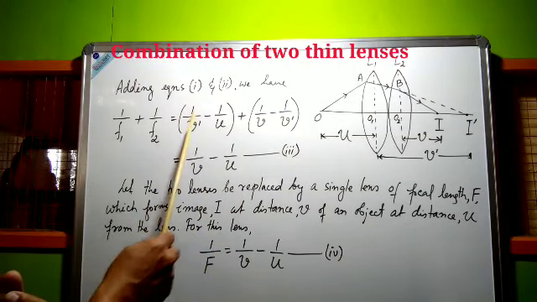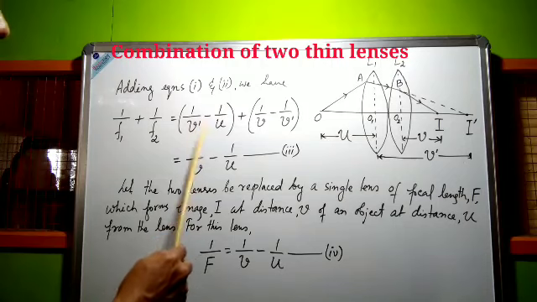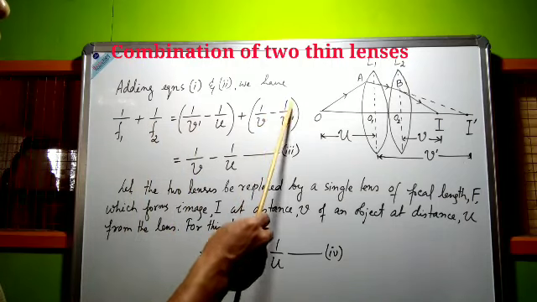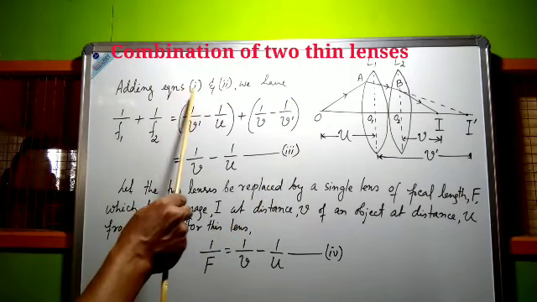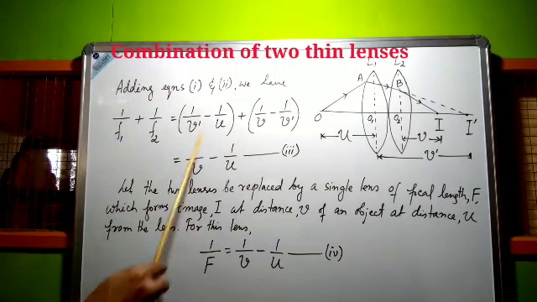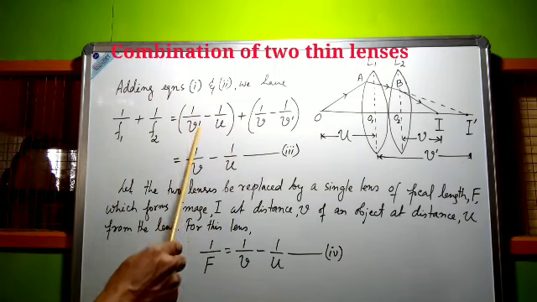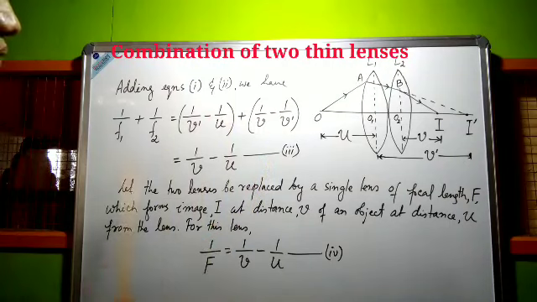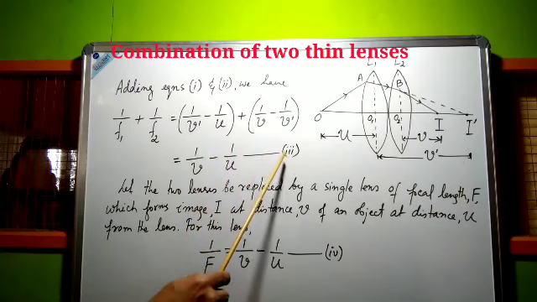1 by f1 is 1 by v dash minus 1 by u, equation number 1. And 1 by f2 is 1 by v minus 1 by v dash. Adding equation 1 and equation 2, then in brackets 1 by v dash minus 1 by v dash cancels, leaving 1 by v minus 1 by u. So write equation number 3.